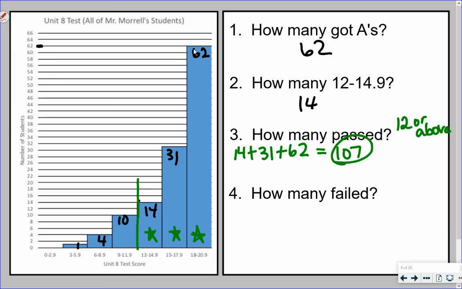How many students failed? Well, if a 12 and above is passing, then we're going to put little sad faces here. There are 10. Then right here there were 4, and then right here there was 1. Okay, so how many students failed this test? That would be 15. And that's how you can answer questions off of your histograms.